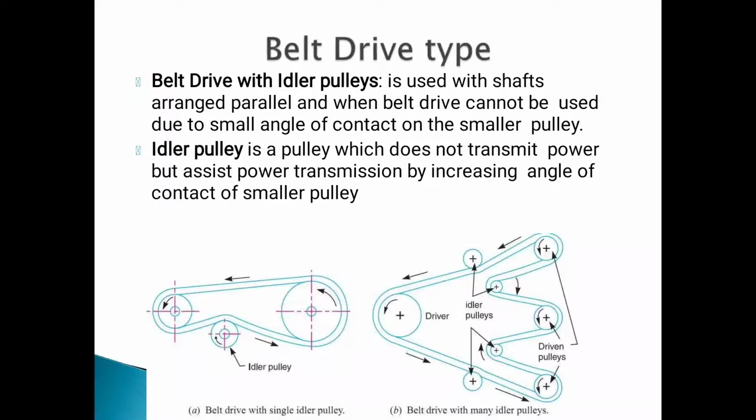Belt drive type: belt drive with idler pulley is used with shafts arranged parallel and when a belt drive cannot be used due to a small angle of contact on the smaller pulley. An idler pulley is a pulley which does not transmit power but assists power transmission by increasing the angle of contact of the smaller pulley.